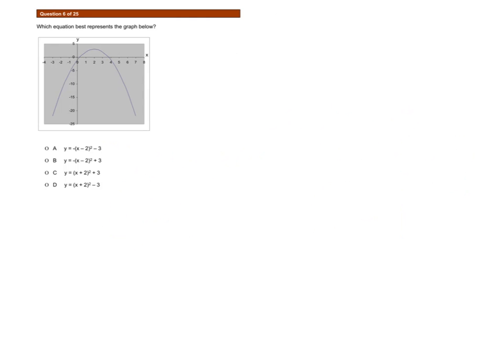Problem 6. Which equation best represents the graph below? Well, looking at the graph, we can see that it is pointed downwards, which tells us this parabola has a negative leading coefficient. Looking at our choices, this quickly eliminates C and it eliminates D, leaving us with A and B. Looking at the graph, the vertex is here. Well, we see that's lined up with 2, so we'll make a note here, it's 2. And we can estimate that it's about 3. So it's positive 3 on the y-axis.